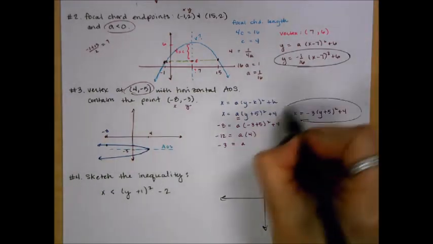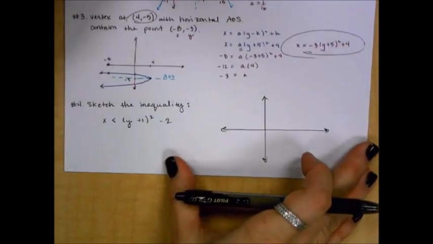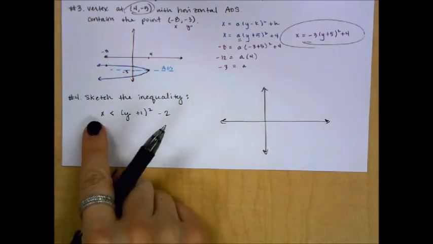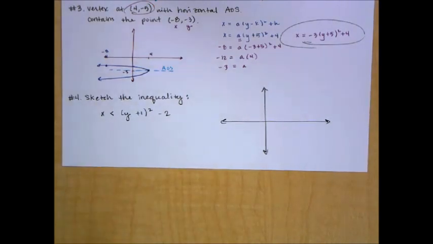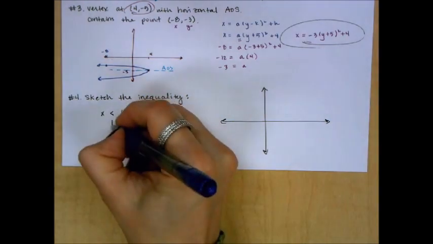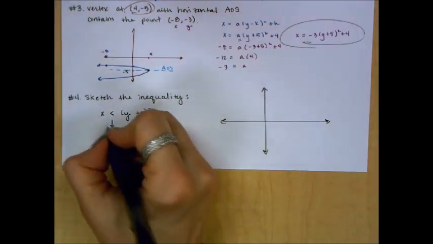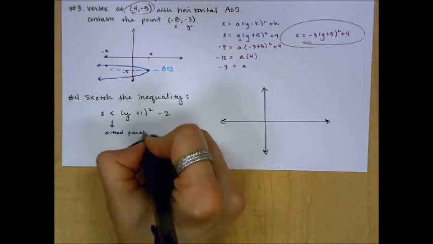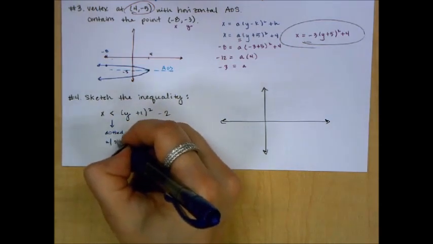All right, the last problem is going to ask you to sketch the inequality. So this is just a parabola. We're sketching x is less than (y plus 1) squared minus 2. You'll remember when it comes to inequalities, though, a few things. First, because there's no equal to sign underneath it, we're going to be sketching a dotted parabola. And then we'll also be looking for shading somewhere around it.